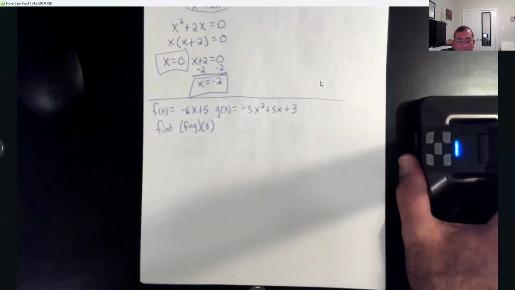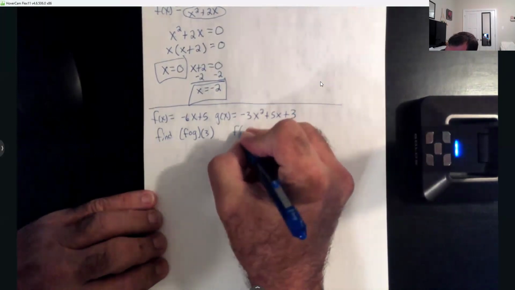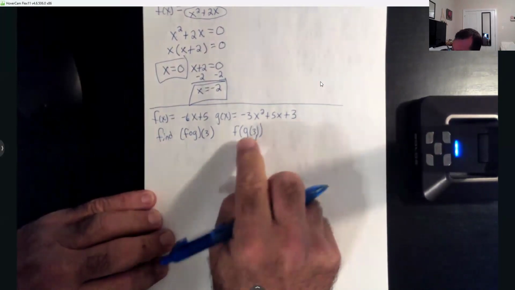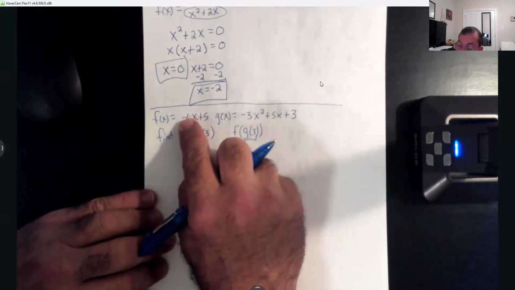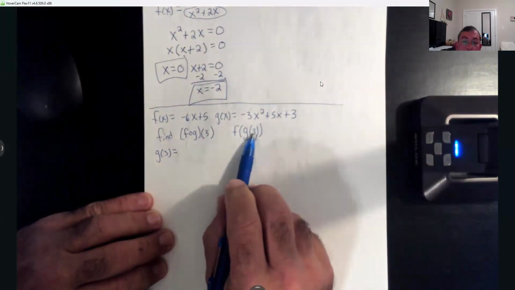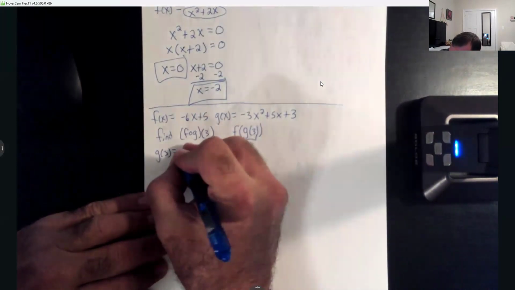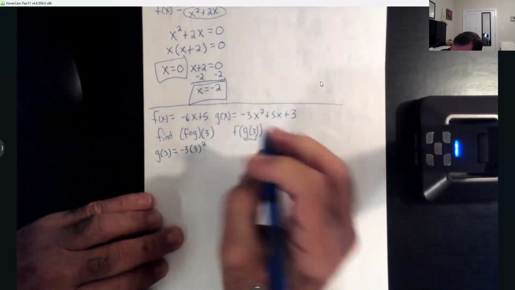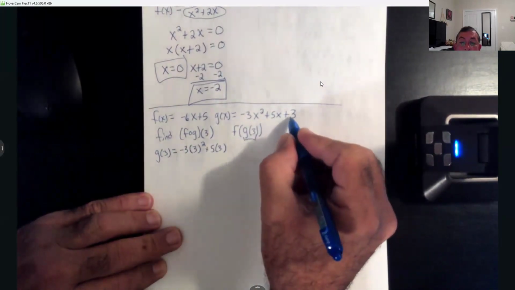So remember, this is the same as F of G of 3. So first we find G of 3. Once we find G of 3, we'll put that answer into the F. All right, so we always start with the G of 3 on this one. So put a 3 in for those two x's. You got negative 3 times 3 squared plus 5 times 3 plus 3.